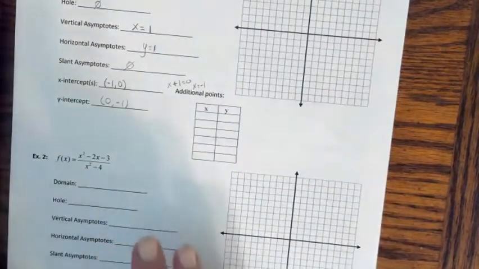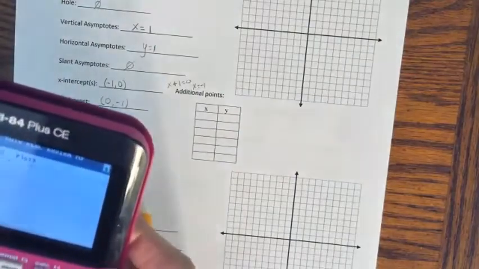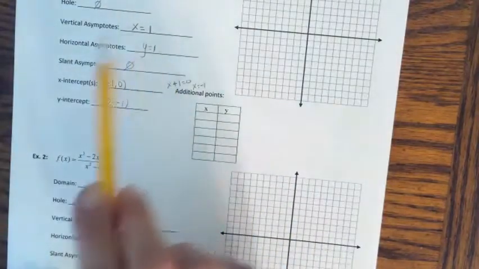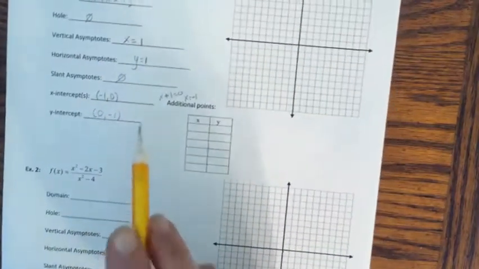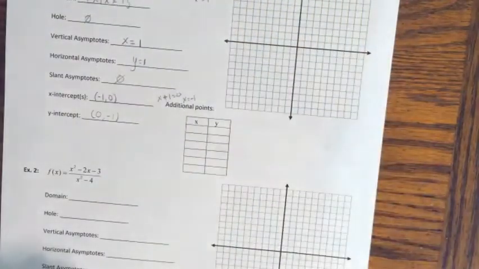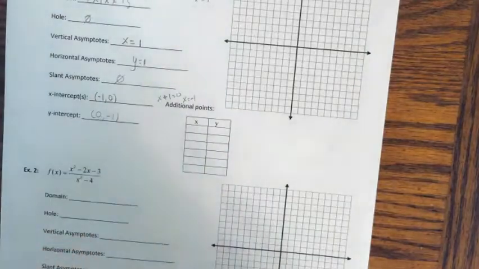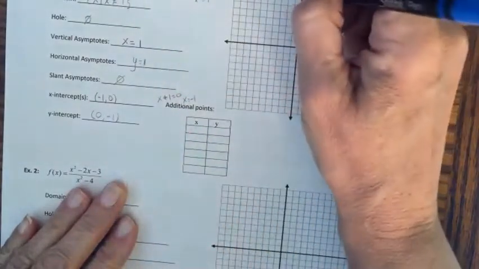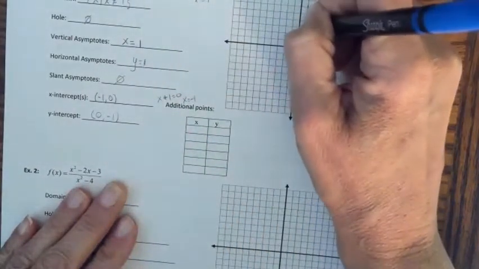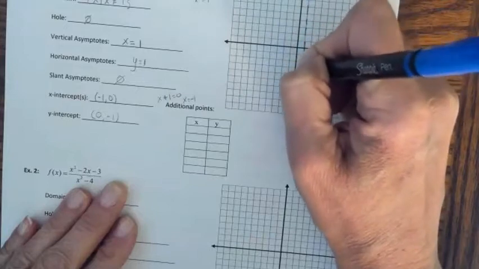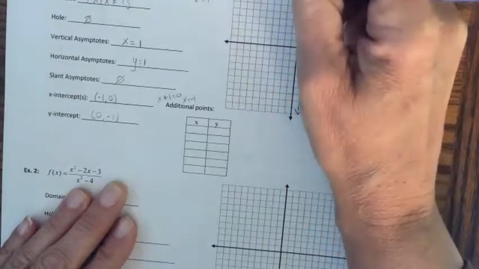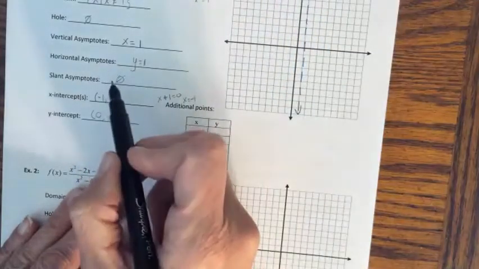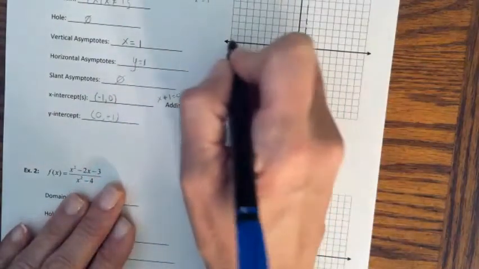I'm going to turn it on. Y equals, I'm going to clear this. The first thing I'm going to do is graph everything I already know. So I'm going to use this blue pen for my asymptotes. I have a vertical asymptote at x equals 1, and I have a horizontal asymptote at y equals 1.